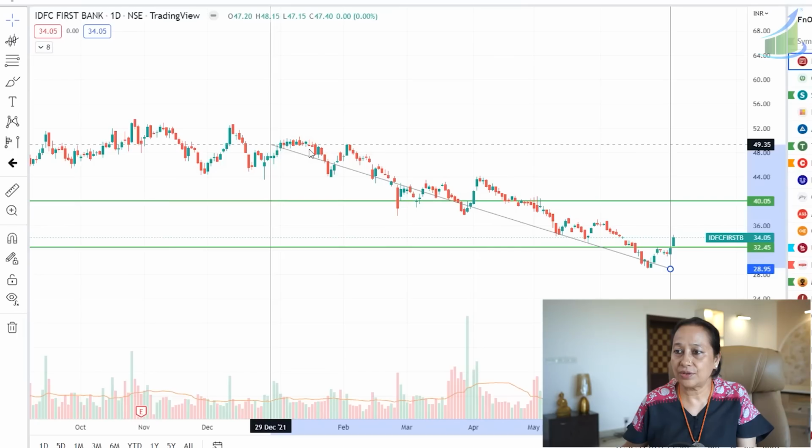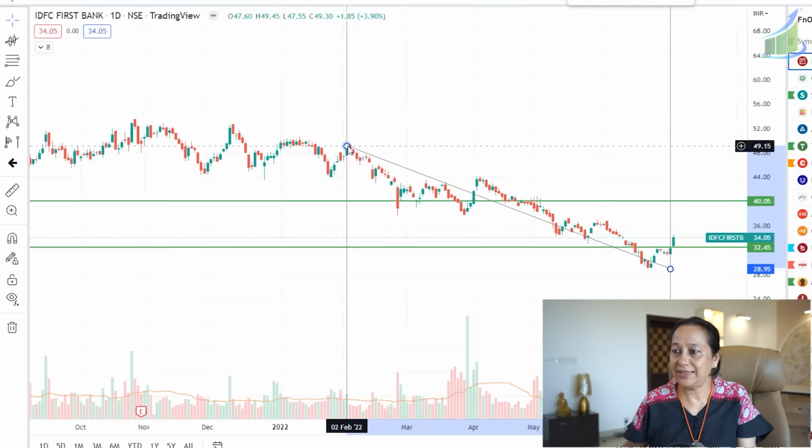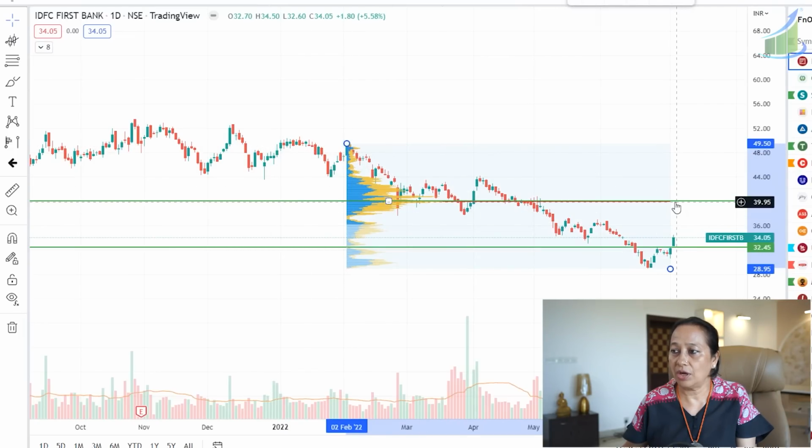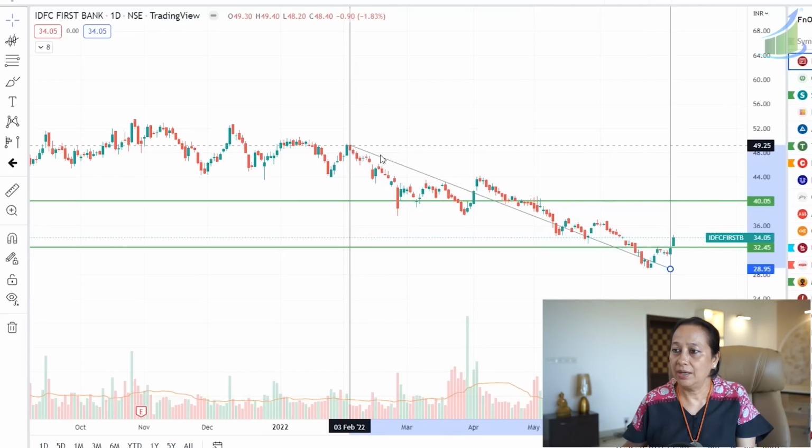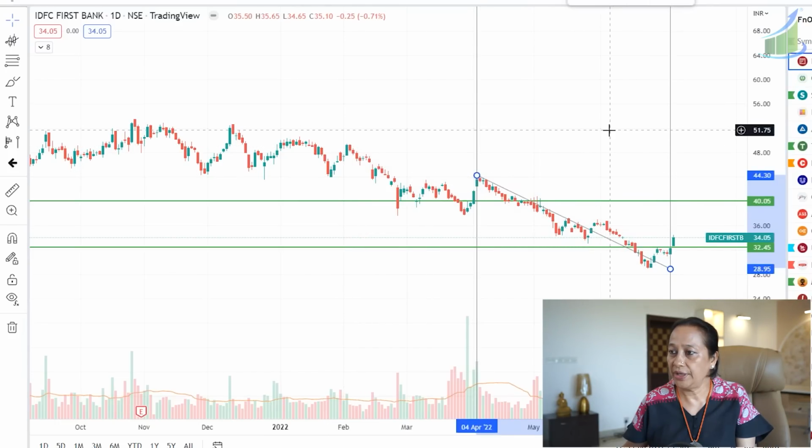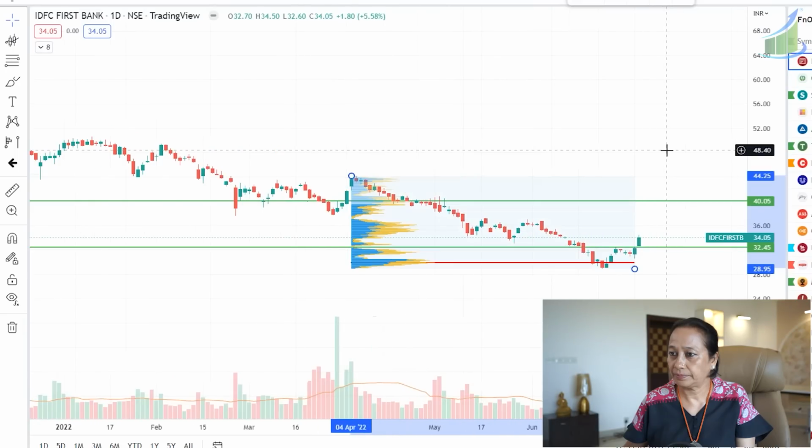In case I reduce my range and see what happens, there is not much of a change. My resistance remains the same. Let me see what happens if I bring it to this point. Now it has come down, right? In this entire zone, most of the trade happened at this particular place. That means this has become the support.